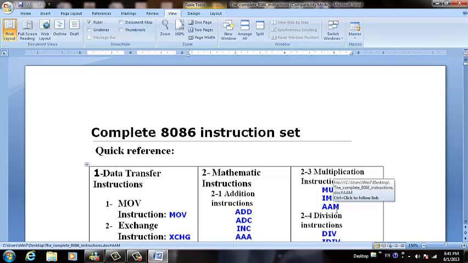ASCII adjust for multiplication is very much the same as ASCII adjust for addition. It converts the ASCII code, the result of multiplying the ASCII numbers, back to their value.